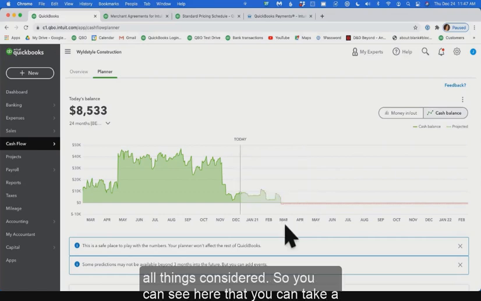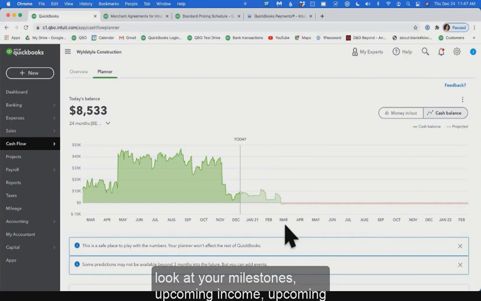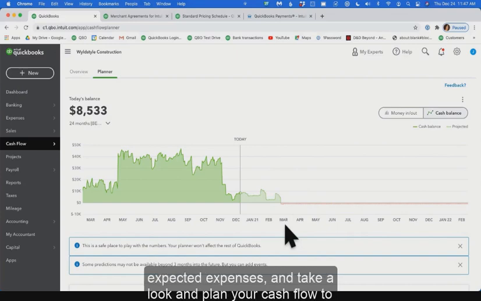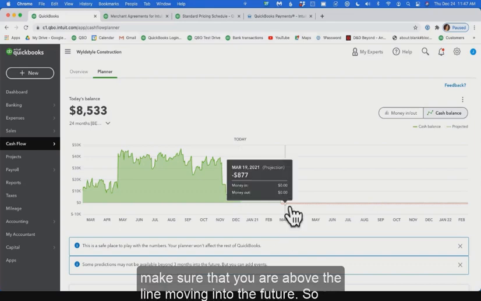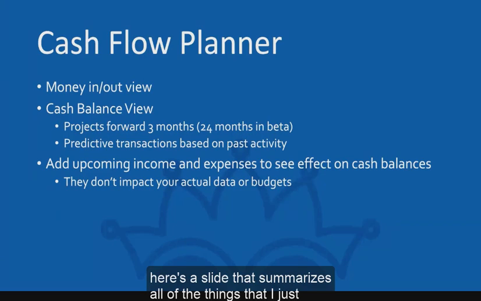So you can see here that you can take a look at your milestones, upcoming income, upcoming expected expenses, and plan your cash flow to make sure that you are above the line moving into the future. So here's a slide that summarizes all of the things that I just said.